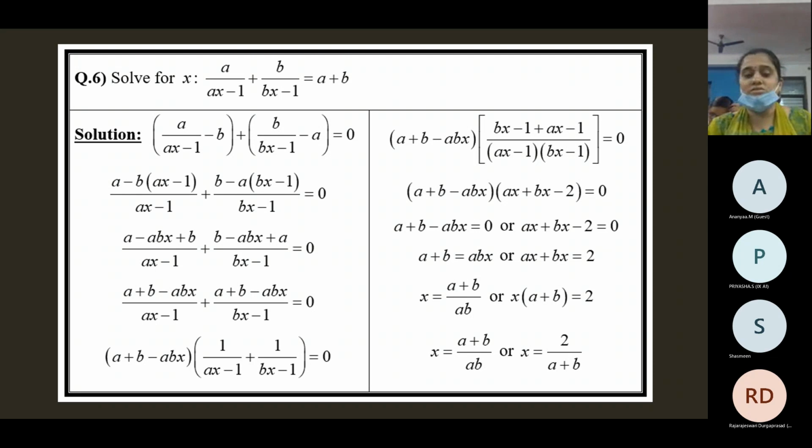So what happens to this denominator? When you cross multiply into 0, it's 0. So this one goes away in the next step. So you're solving for x. Here there are two x terms, so you should take out x common and find the value of x.